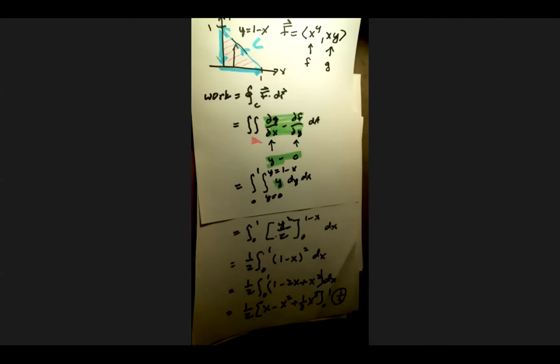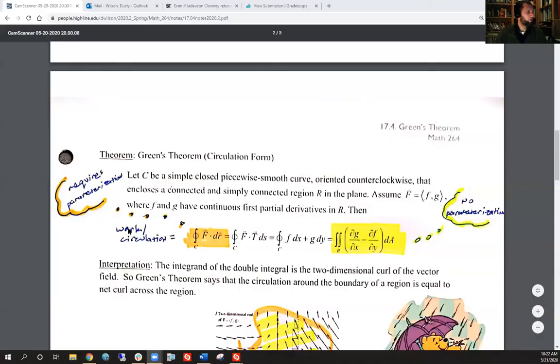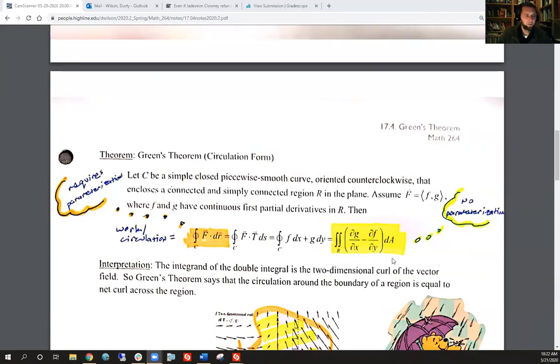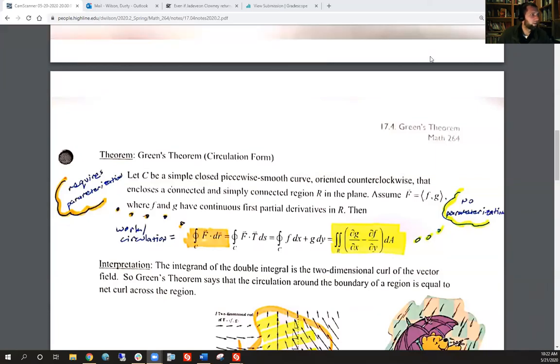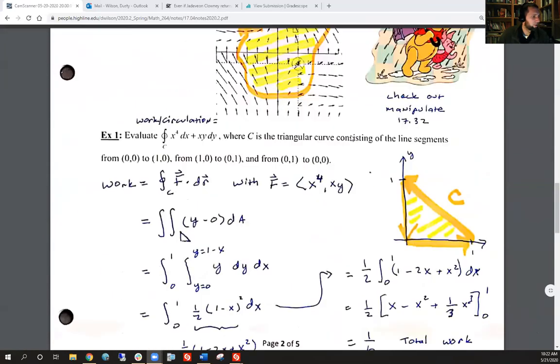Could you repeat why we don't need parameterization here? We don't need parameterization because, let me go back to the notes, when you parameterize, you're parameterizing for a line integral. Here, we're actually just evaluating a double integral and no parameterizations are needed. Makes sense. Cool, cool. All right. Let's keep going. So we did that.